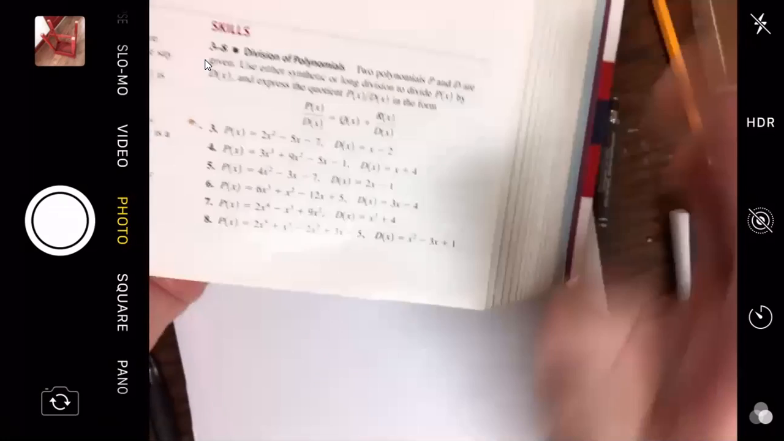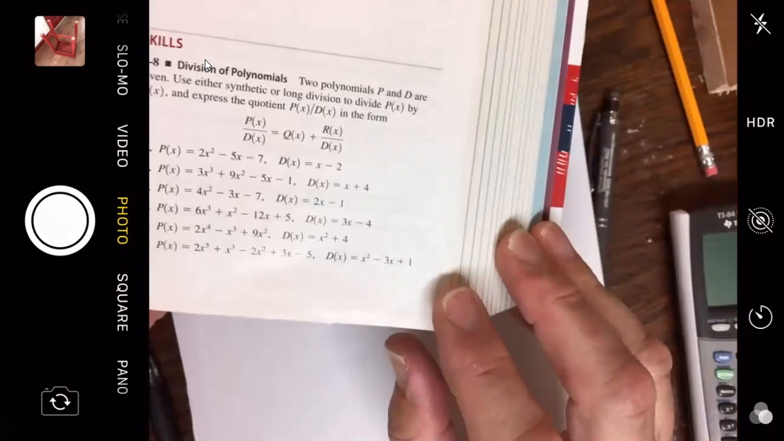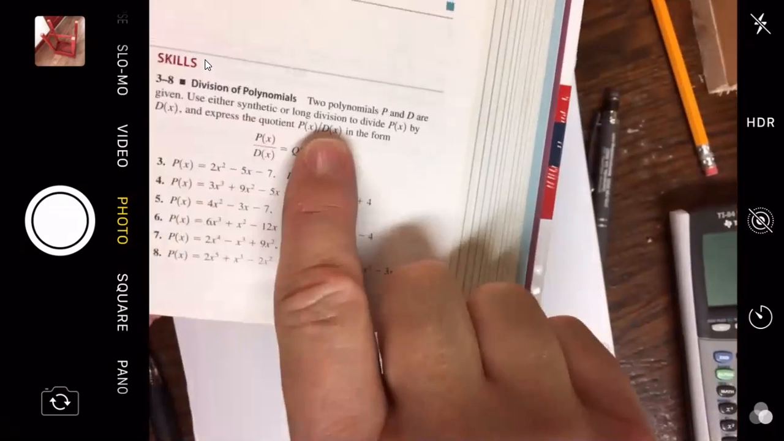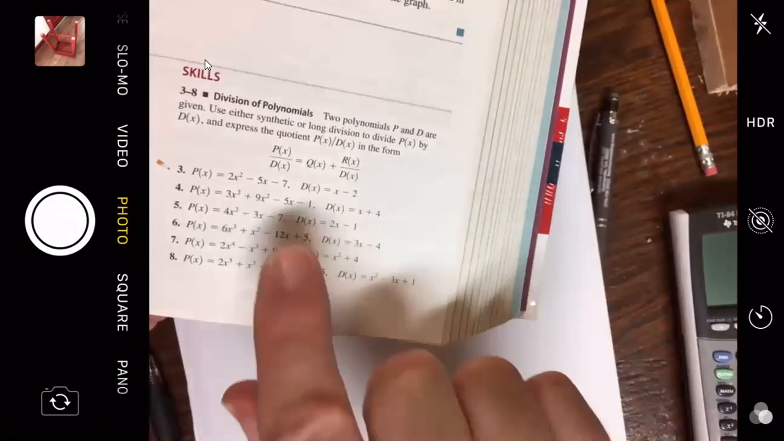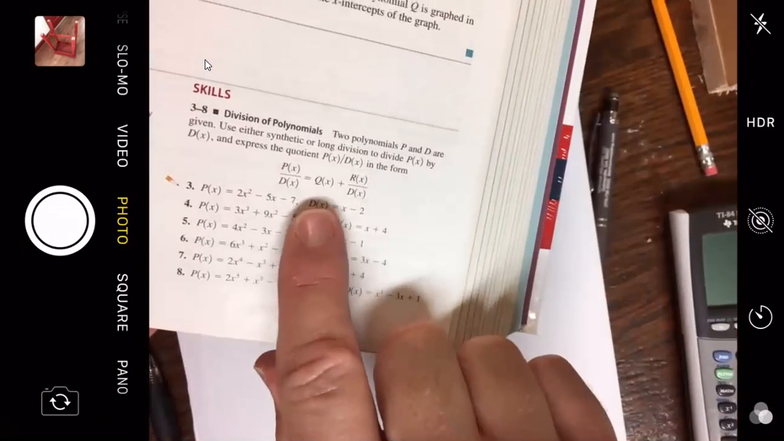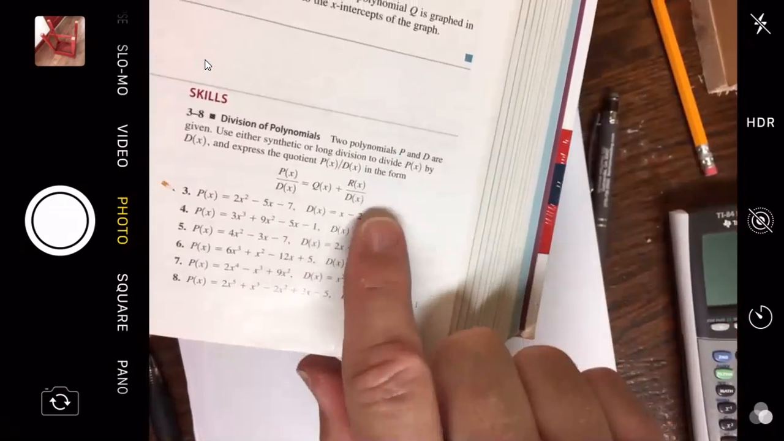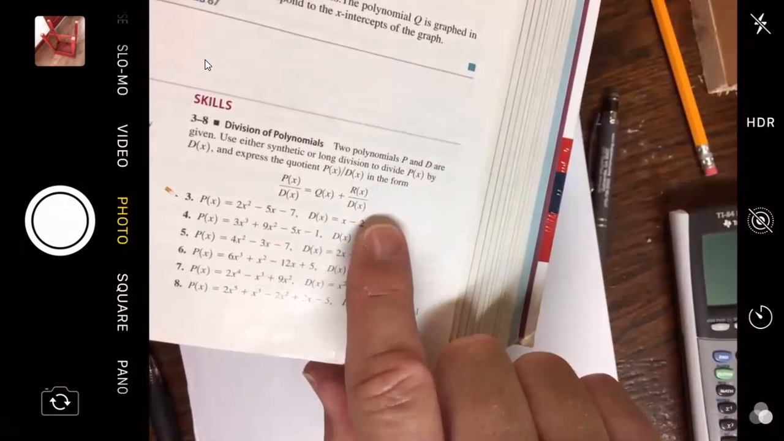Okay, I'll just show it to you. The directions get a little... It says either synthetic or long. I always use long. Okay, and they want the answer in Q of x, add remainder divided by divisor.